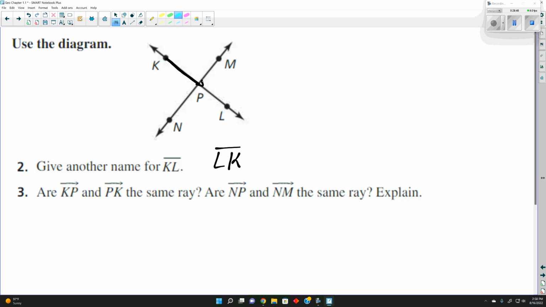KP would be going this way. PK, so this is, no, they're not. They're going in opposite directions. Okay, nope. Let's look at the next one.